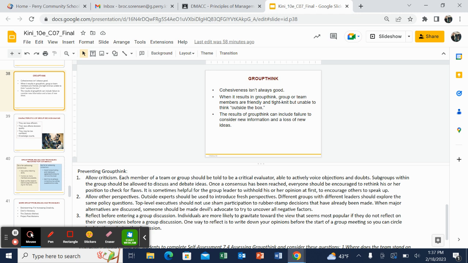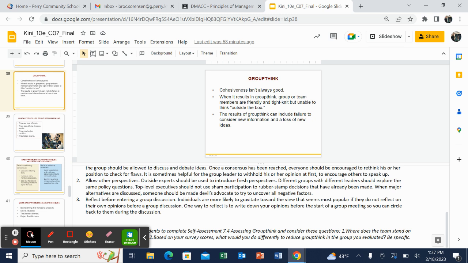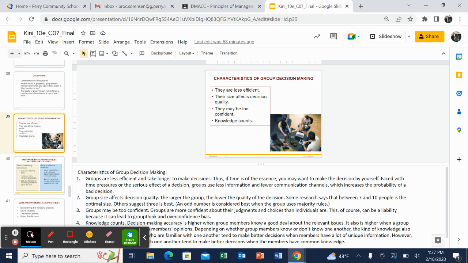So how can we prevent groupthink? We can allow criticism, okay, and it doesn't have to be personal criticism. It really just needs to be constructive in how a business, an idea or a group process works through their process. Allow for other perspectives, and then ultimately we can reflect before entering a group decision. These are ways that we can combat and try to fight groupthink within our organization.